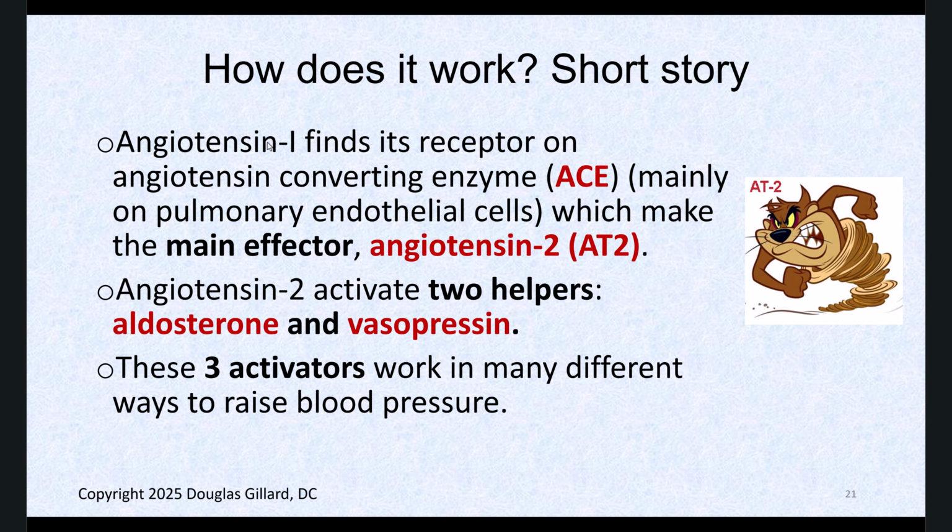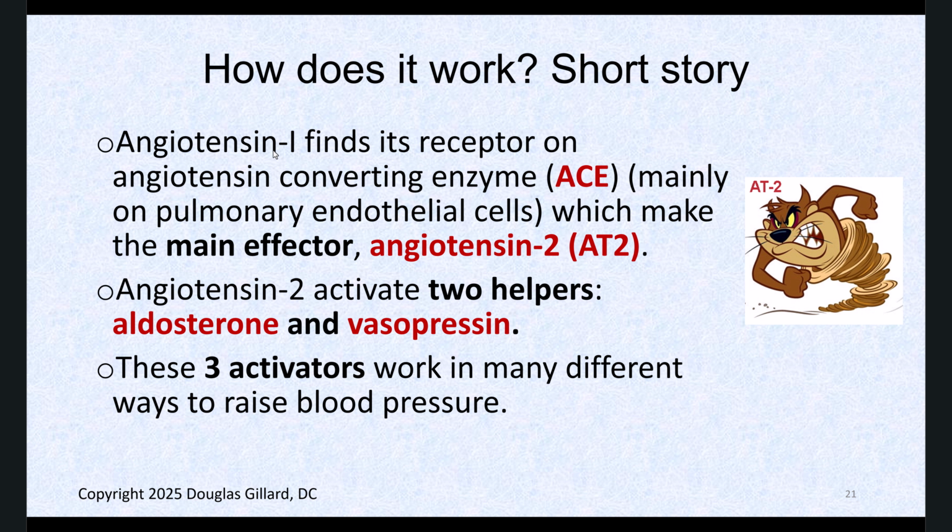But angiotensin 1 has a mate, and its mate is called ACE, angiotensin converting enzyme. And ACE is not floating around the bloodstream. ACE is anchored to the endothelium of capillaries that are mainly in the pulmonary endothelial capillaries. They're in other places of the body too. But angiotensin 1 finds its enzyme called ACE, and ACE does the same thing.